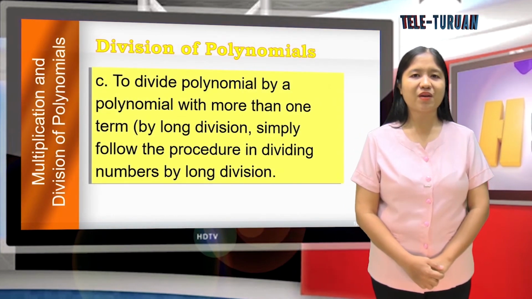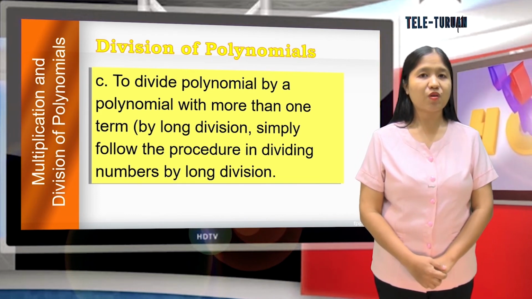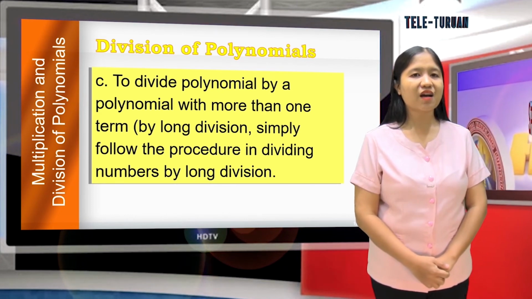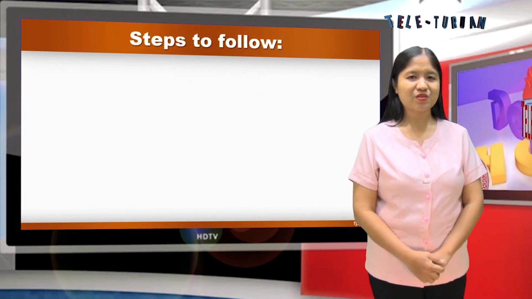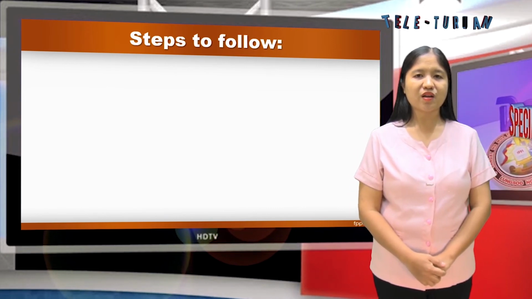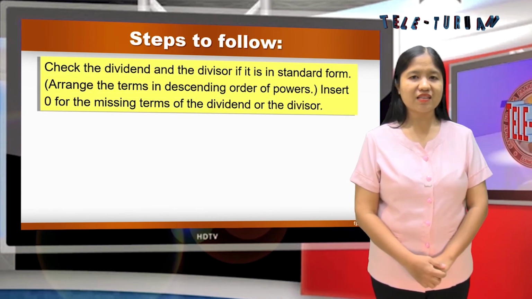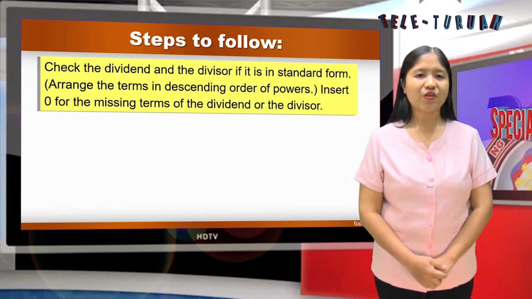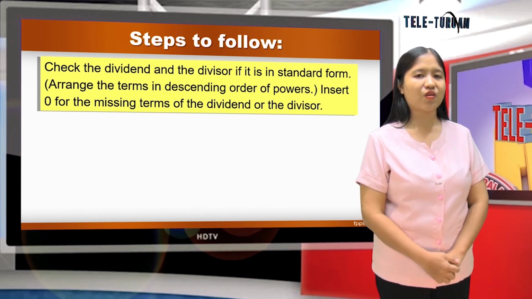Another technique is to divide a polynomial by a polynomial with more than one term. We're going to use long division. Simply follow the procedure in dividing numbers by long division. There are several steps. These are the steps to follow in dividing a polynomial by a polynomial with more than one term. Number 1, check the dividend and the divisor. If it is not in the standard form, arrange the terms in descending order of powers. Insert 0 for the missing terms of the dividend or the divisor.